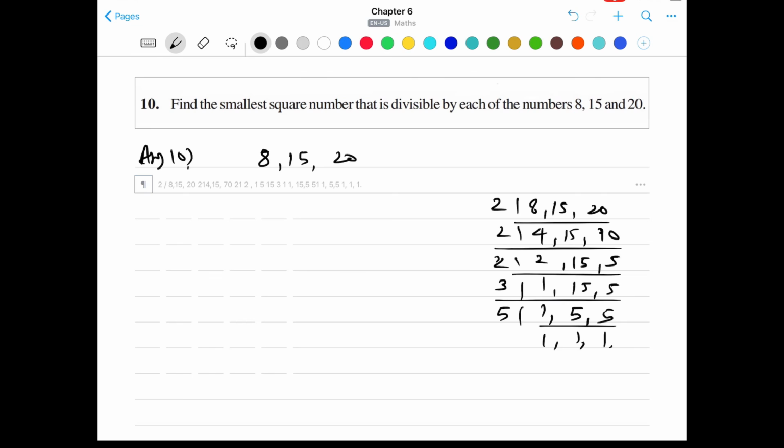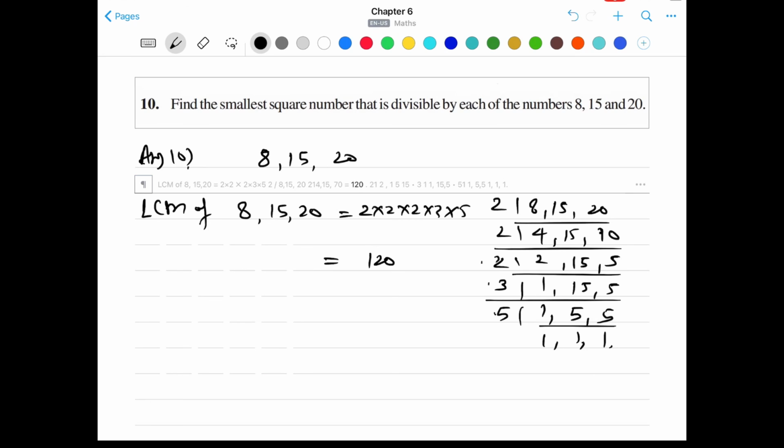Okay, so in the prime factors of this, we are not getting a pair of number 2, we are not getting a pair of number 3, and also we are not getting a pair of number 5. So we write the LCM of 8, 15 and 20 is equal to 2 into 2 into 2 into 3 into 5. When you multiply, 2 into 2 is 4, 4 into 2 is 8, 8 into 3 is 24, 24 into 5 is 120. Okay, so this is 120.